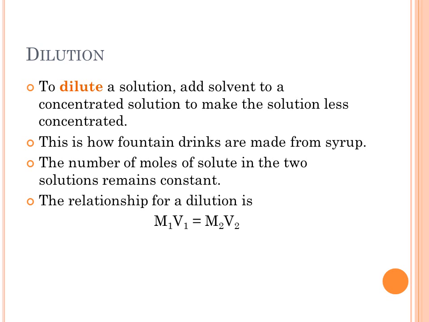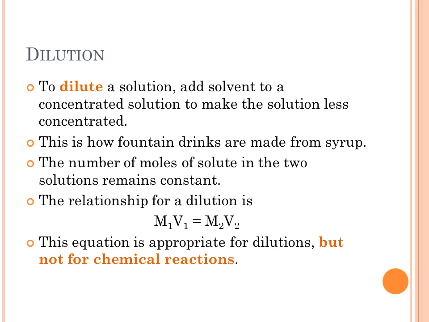The relationship is M1V1 equals M2V2, where M1 and M2 are the concentrations before and after the solution's been diluted, and V1 and V2 are the volume of the solution before and after it's been diluted. This equation is appropriate for dilutions but not for chemical reactions because there's no way to know whether the moles would be the same. In many cases the moles aren't the same; it depends on what the stoichiometric coefficients are.